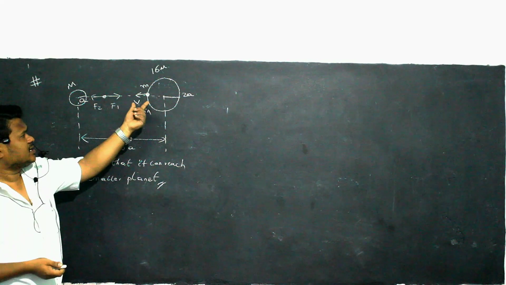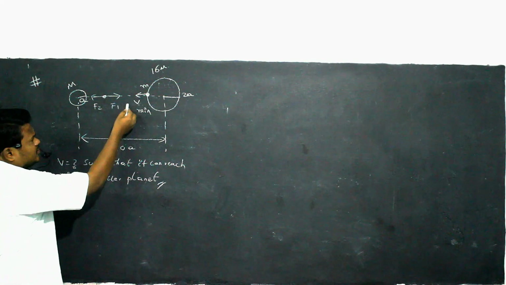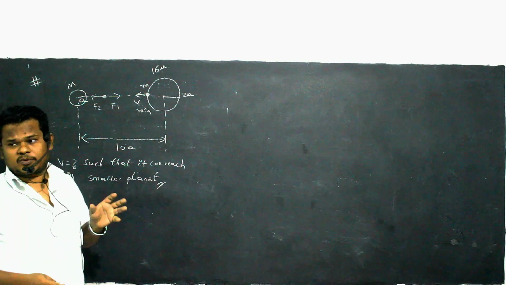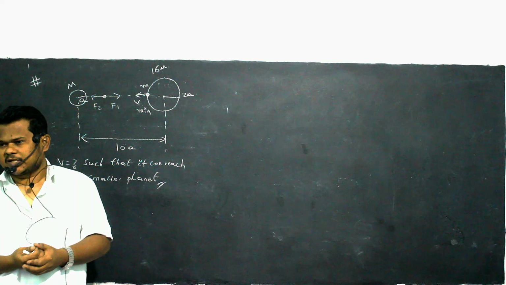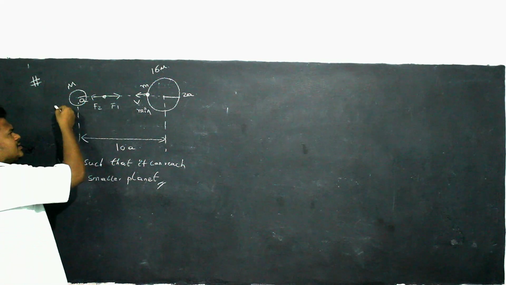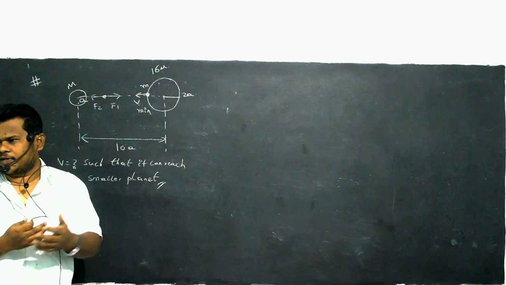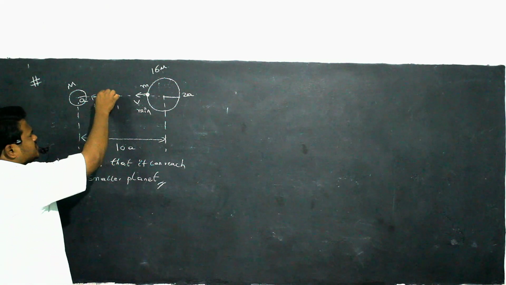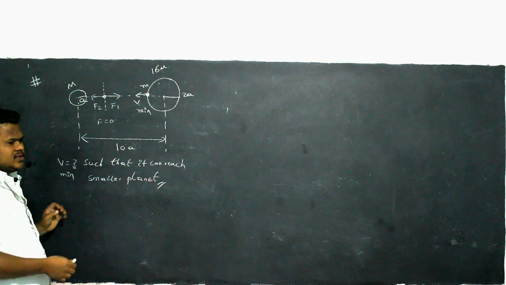So how much velocity do I have to give to this body? Minimum, it should be able to reach this point, where the gravitational force of attraction is 0. If it can reach this point, then the smaller planet will pull that mass because of inertia. So first of all, let us search for this point where the gravitational force of attraction is 0.